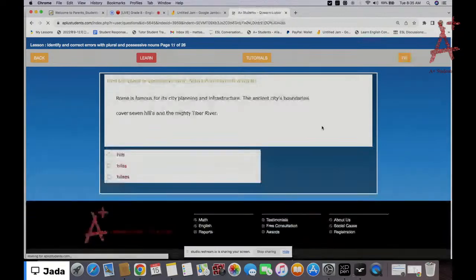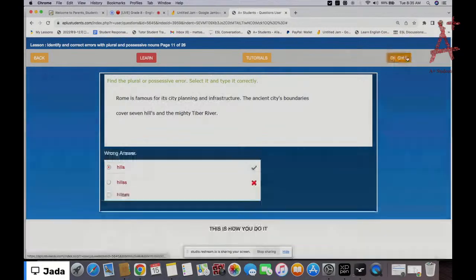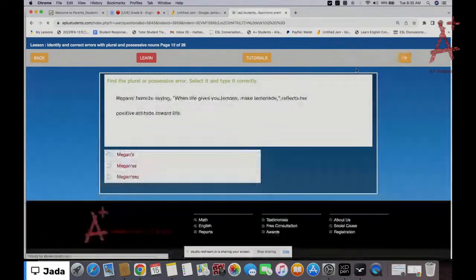Rome is famous for its city planning and infrastructures. The ancient city's boundaries cover seven hills and the mighty Tiber River. So hills. Where's the hills here? No. So yeah, this is the hills. It should be just this. But if you click with the apostrophe, you see that it's wrong.